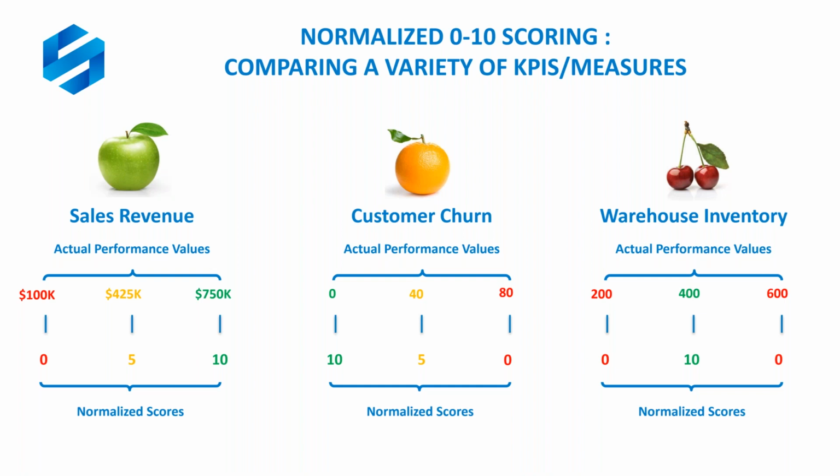Similarly, you don't want 600 widgets on your shelf because that's just too darn many and it's taking up too much space. So these are three fairly simple examples of how you can set up some normalized scoring for different types of measures and different scales.